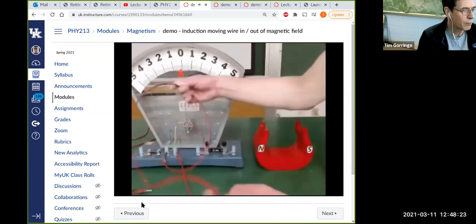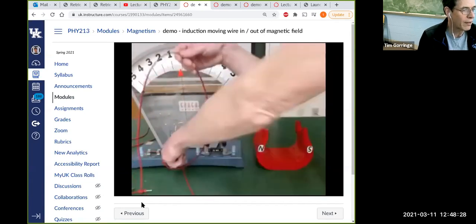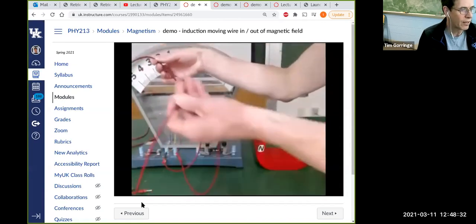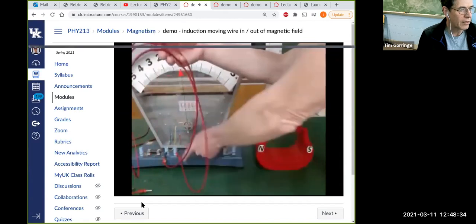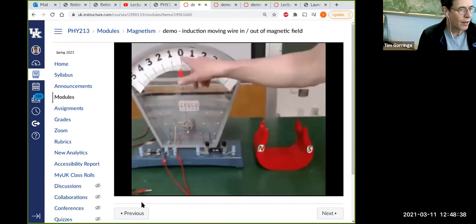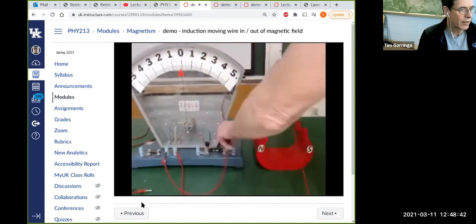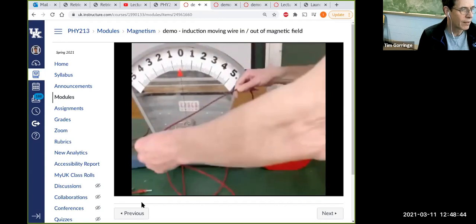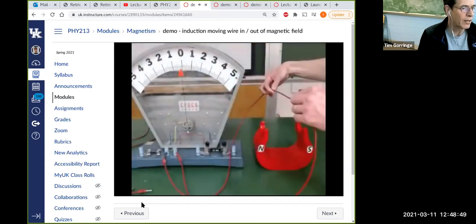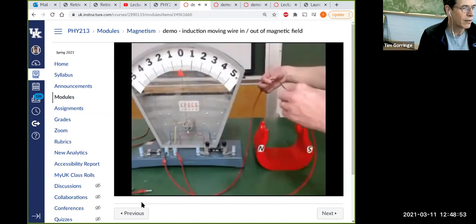So I'm going to show you here that it is a loop of wire. It's just a single loop of wire attached to the voltmeter, like in Faraday's experiment. And I'm going to grab hold of a section of that wire, a nice stretched section of wire. And I'm going to put it into the magnet, pull it out of the magnet, and watch the needle as I do that.